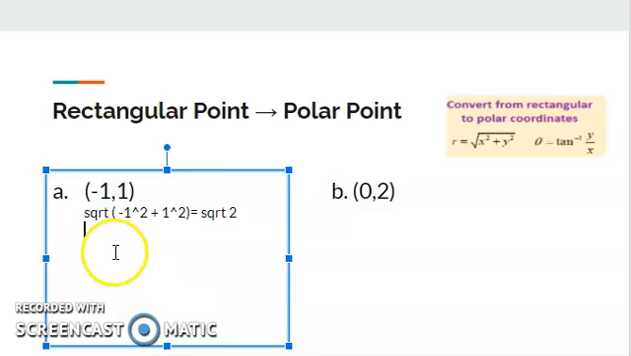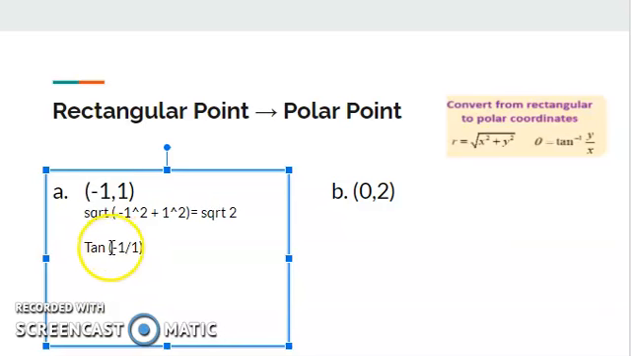And that is our r. So our theta now is tan inverse, let's just pretend that there's a negative 1 exponent, because I'm not going to write that. y over x, negative 1 over 1, negative 1 over 1 equals negative 1.